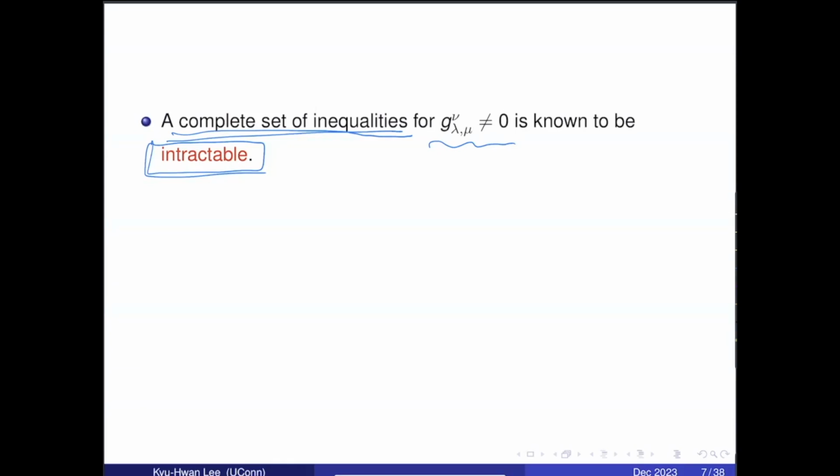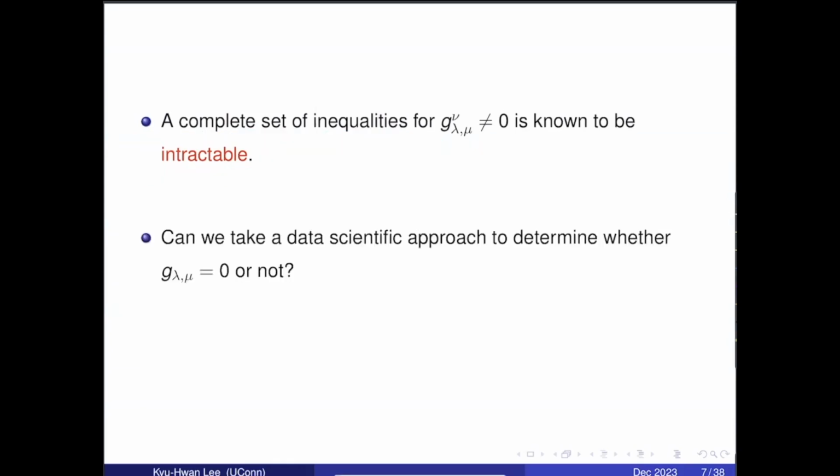So then the natural question is, can you use a data scientific approach to determine whether this Kronecker coefficient is 0 or not? It's a natural question, because in certain things a machine can do better than humans. In particular, when something is very complicated combinatorially, sometimes we see better performance in machine learning. So this was the question one can ask, and I also asked this question, and that was the motivation.